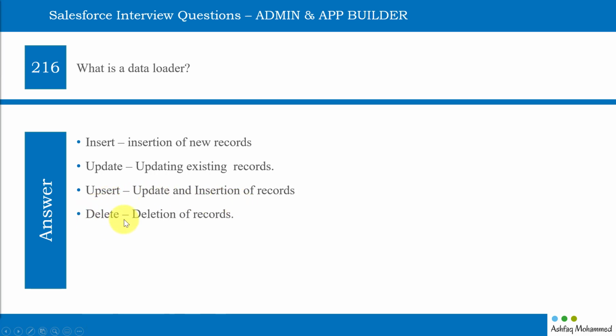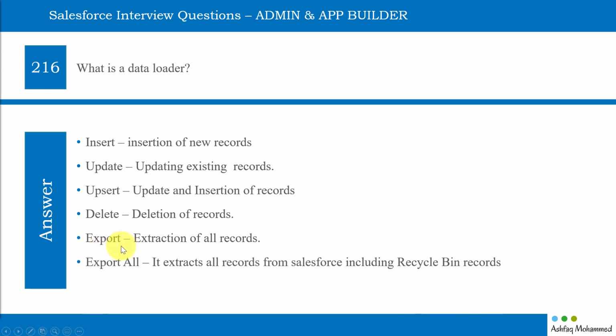And delete is a straightforward deletion of records. And then export, in the sense, I want to extract all the leads, right? So I can use the export option in data loader to get all the records of the lead. We have another option called export all. What it does is, it extracts all the records from Salesforce, including the recycle bin.